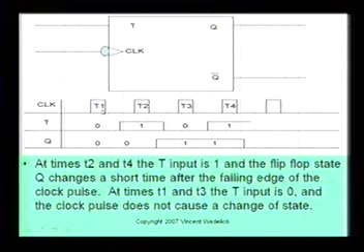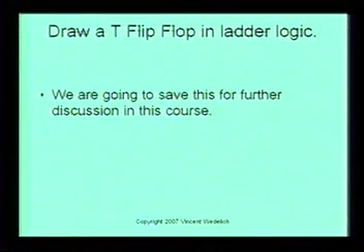You had a positive clock pulse, but this was 0, so nothing happened here. You had a positive clock pulse here, and this is a 0. This was already a 1, so it just stays a 1. So that's how a toggle bit changes with a clock pulse in a T flip-flop. Next I asked you to draw a T flip-flop in ladder logic, and we're going to cover this later in this course and actually go through that.